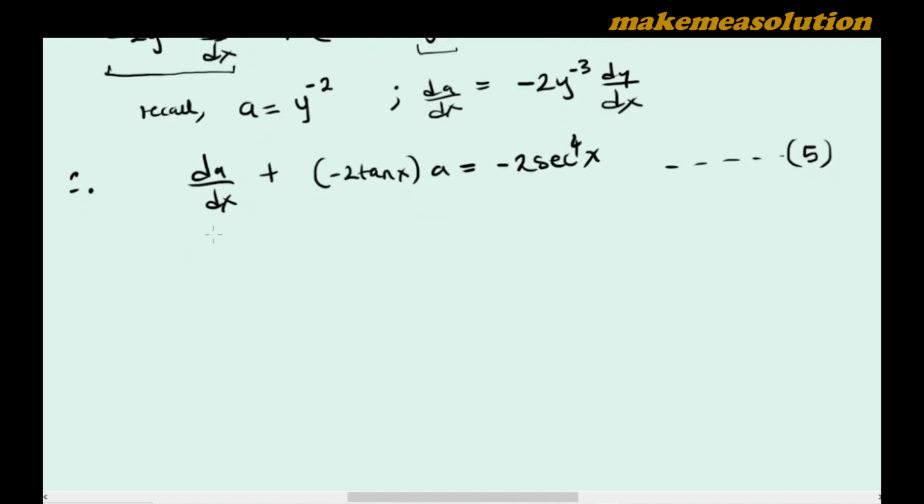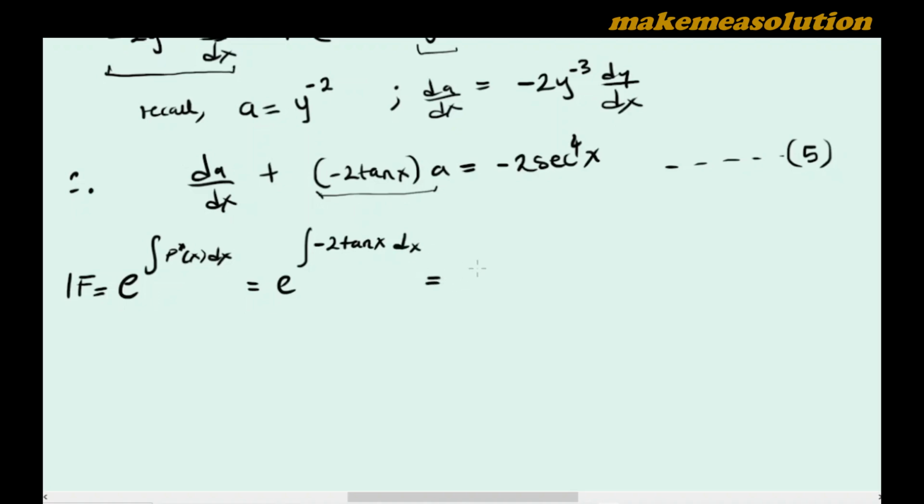So we are going to solve this linear differential equation without wasting much time. First of all, the integration factor is exponential integral of the modified p of x dx, and the modified p of x is actually this guy over here, as you can see, which is negative 2 tan x. So this is exponential integral of minus 2 tan x dx.